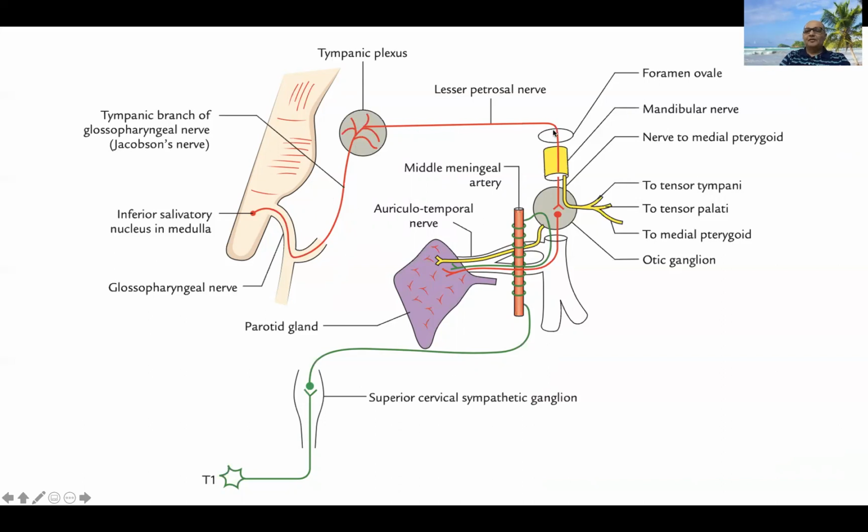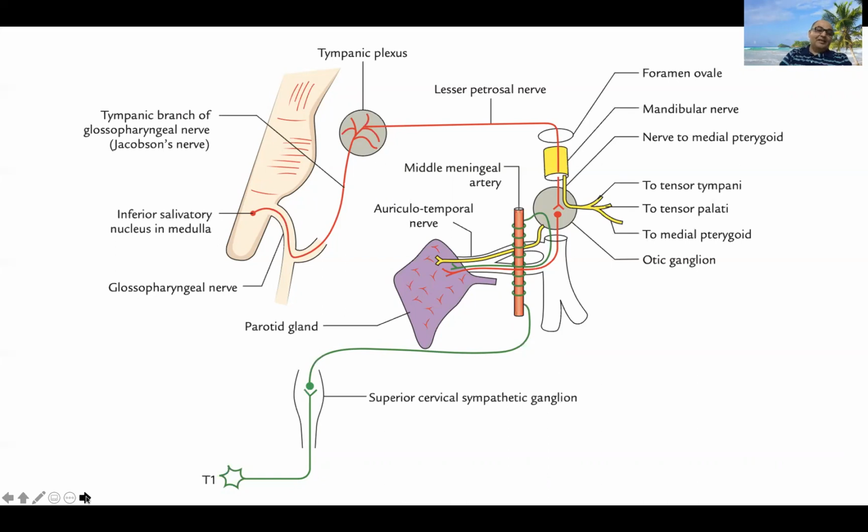You can see the lesser petrosal passing through foramen ovale, and then it's been sharing with that, and whatsoever we have talked about. And you can see ultimately from this otic ganglion. Otic ganglion is one of the parasympathetic relay stations, and from there we derive the nerve supply to the parotid. You can see this is how it has reached this gland, and this is how the secretions of this gland have been controlled.